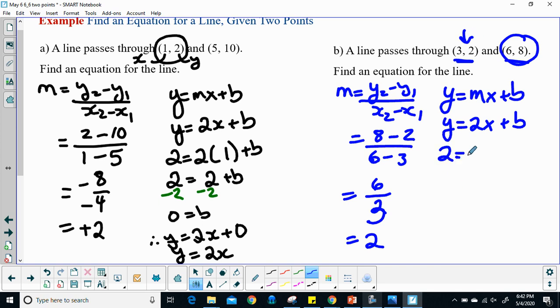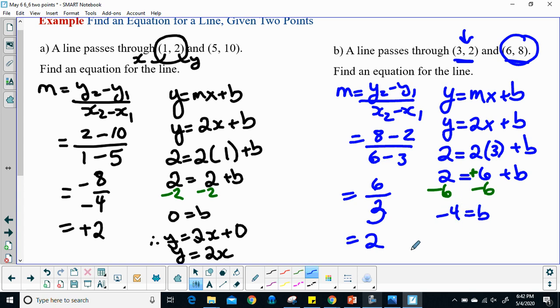So my y value is 2, and then I've got 2 times my x value, which is 3, plus b. Simplify it out. 2 equals 6 plus b. Rearrange, so we have to bring the 6 to the other side. It's got its little plus in front, so we're going to subtract it. And that gives me 2 minus 6, which is negative 4, equals b. Therefore, y equals 2x minus 4.